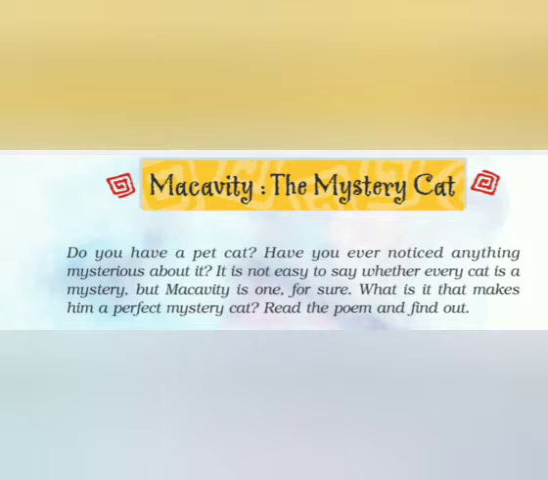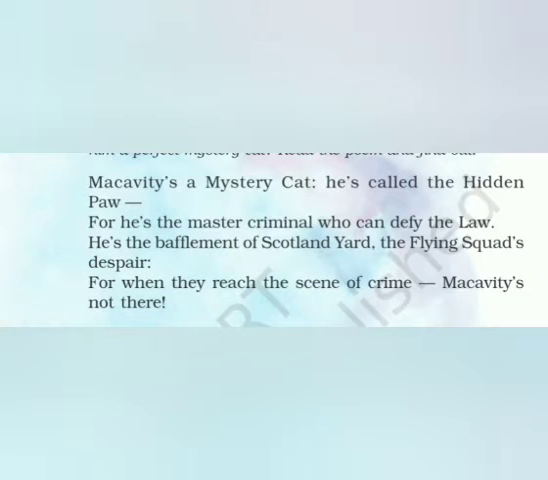But the poet is sure that this cat, Macavity, is one such cat. What is it that makes him a perfect mystery cat? Read the poem and find out. So we shall read the poem and find out what makes Macavity a mystery cat or a mysterious cat. So now the beginning of the poem.